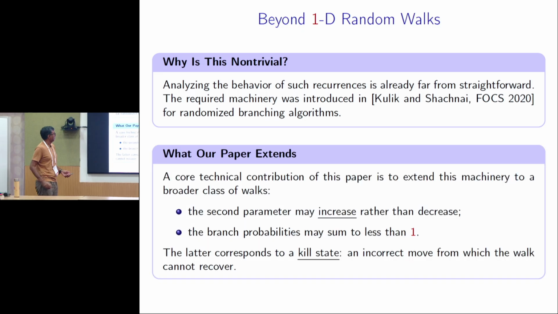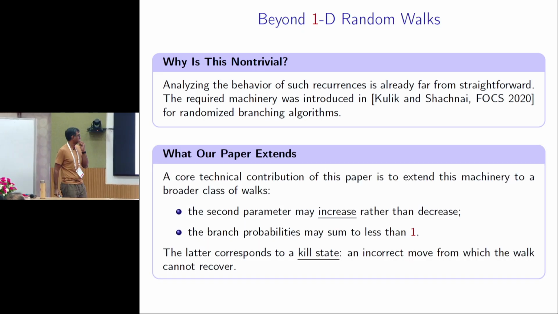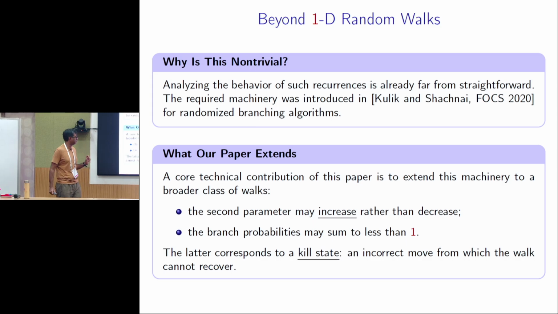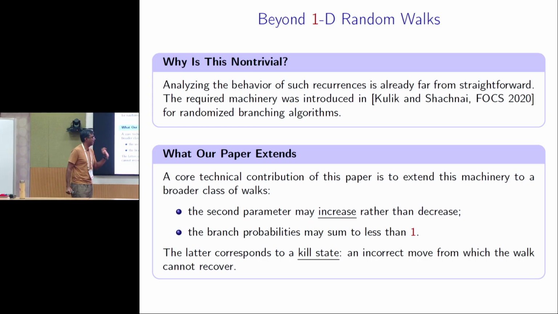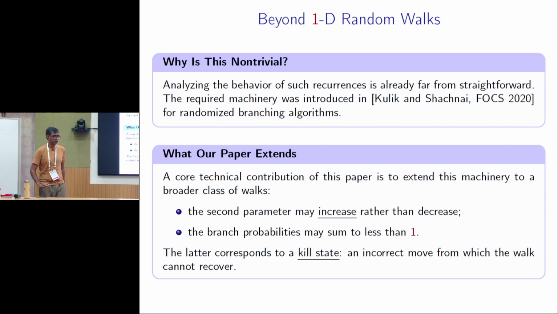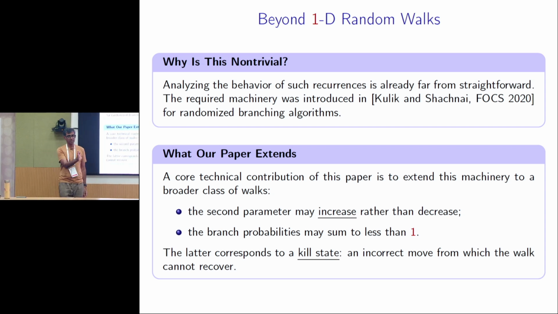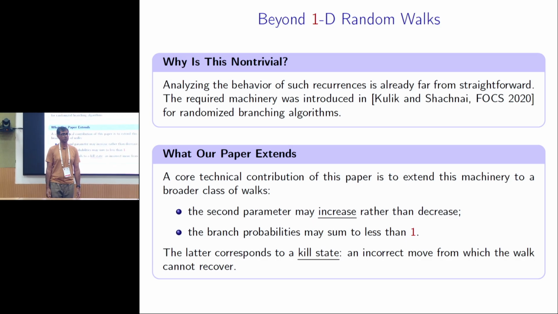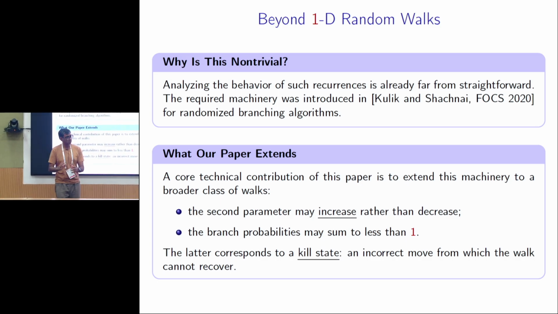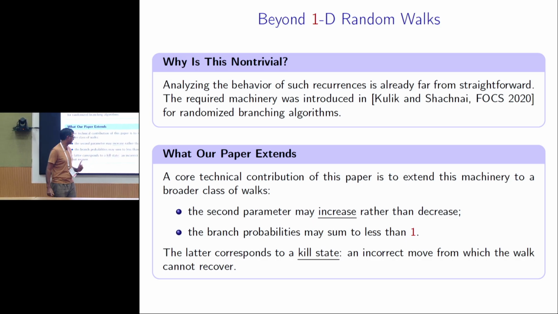Okay? And now, there are some counterintuitive things. The second parameter may increase rather than decrease. What I mean is, up until now, we have always seen that we always go left or we stay. But there are lots of algorithms where I can actually increase my solution, or not the solution, but the measure by which we are trying to analyze the algorithm. It can increase. And I will give you a concrete example. It is very counterintuitive why such algorithms will even give you good running time.